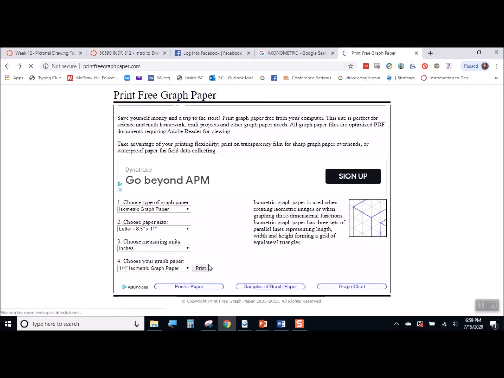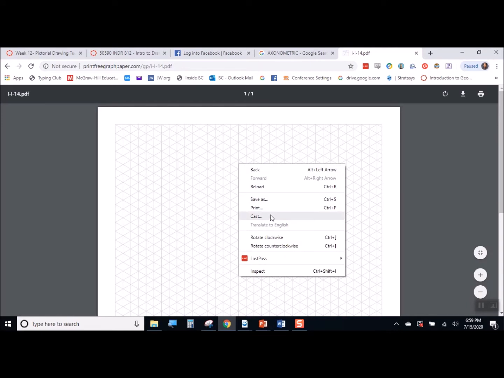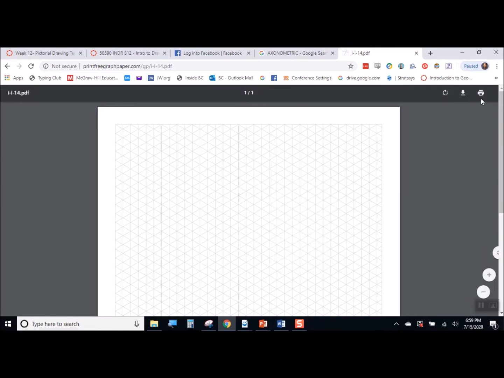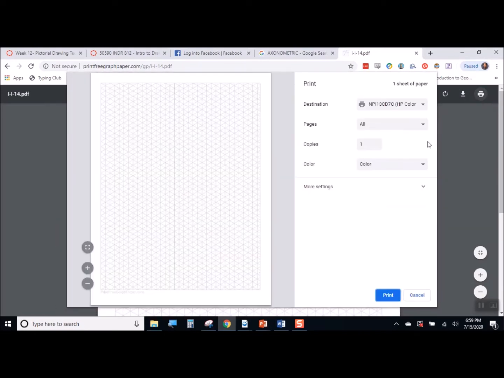Okay, so same deal. You print, and when it loads up, you can right-click and hit print, or you could save it with a download, or you could just print it directly out of the browser, as many sheets as you want.